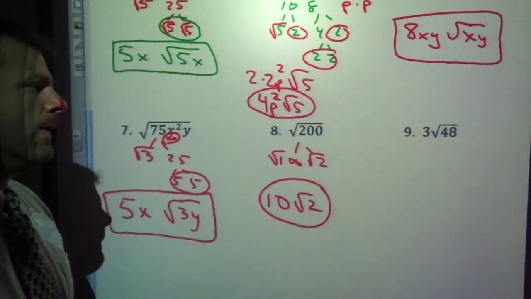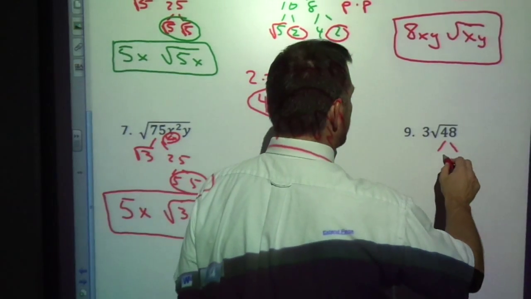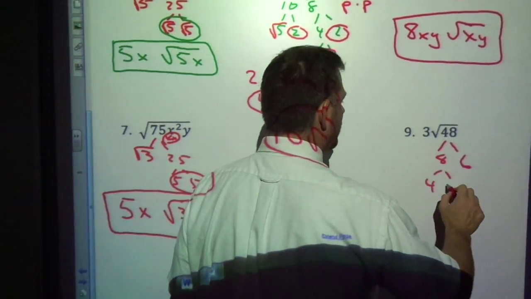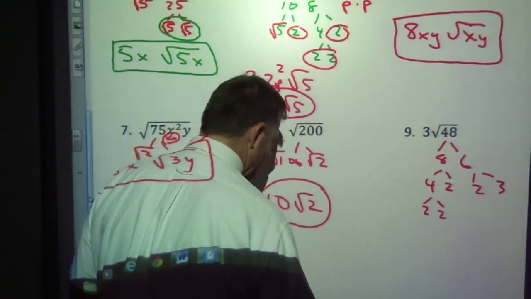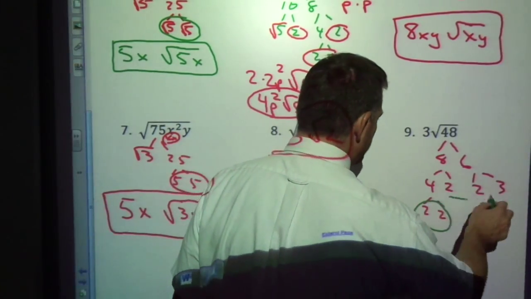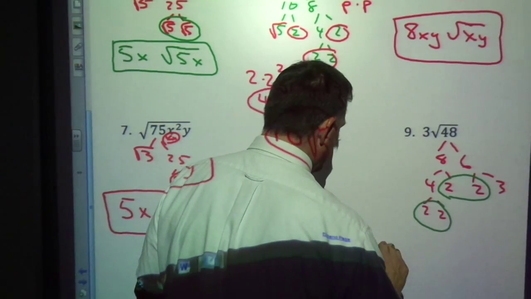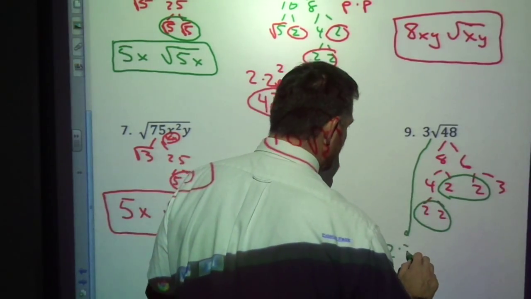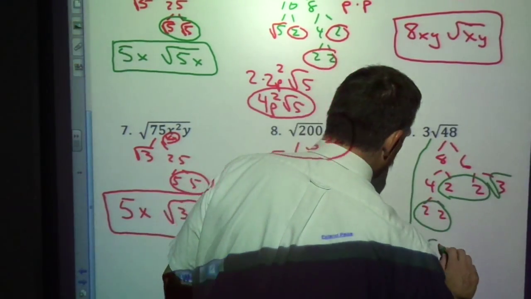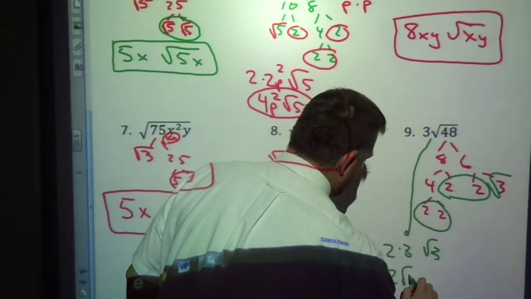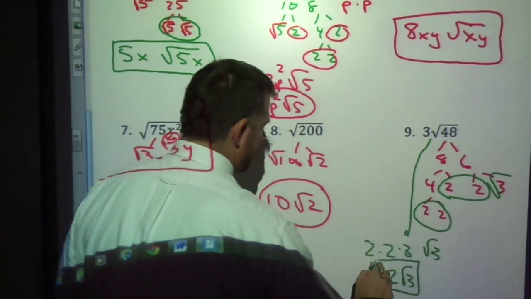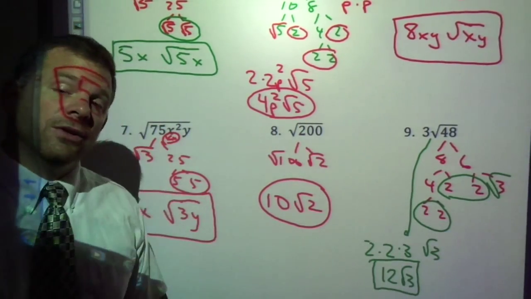There's the fast way. 48, 8, 6, 4, 2, 2, 2, 2, 3. I've got some pairs of squares. Here's a 2 and a 2. And I've got a radical 3. 2 times 2 is 4. So we have 4 radical 3. This is how we do it.